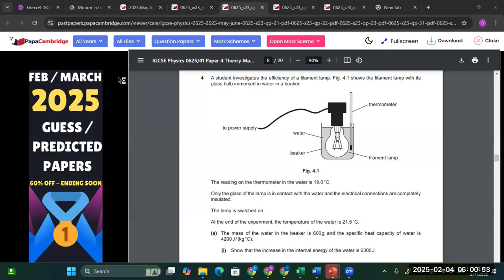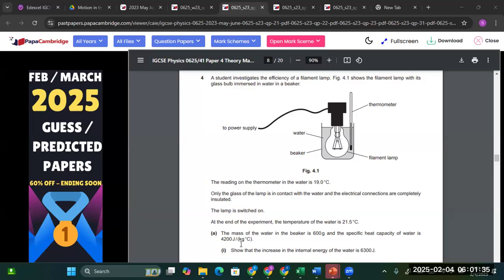All right. So our question says a student investigates the efficiency of the filament lamp. Figure 4.1 shows the filament lamp with its glass bulb immersed in water in a beaker. The reading on the thermometer in the water is 19 degrees centigrade. Only the glass of the lamp is in contact with the water and the electrical connections are completely insulated. The lamp is switched on. At the end of the experiment, the temperature of the water is 21.5. The mass of the water is 600 grams and specific heat capacity is 4200 joules per kilogram degree centigrade.